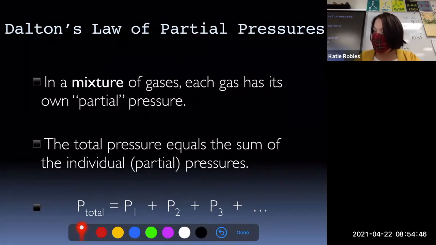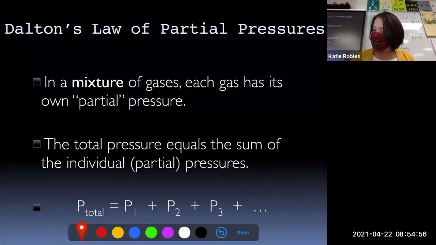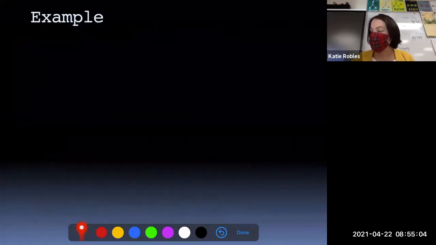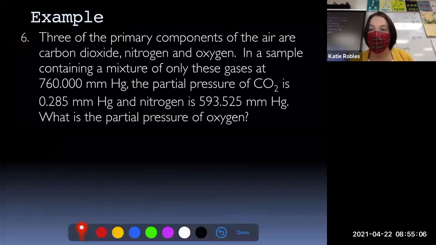And he said in a mixture of gases, each gas has its own partial pressure, and that contributes to the whole pressure, the total pressure, okay? So the total pressure equals the sum of the individual partial pressures. It's a pretty easy concept. I'll show you how it would look in an example.